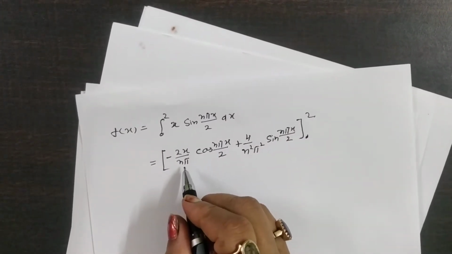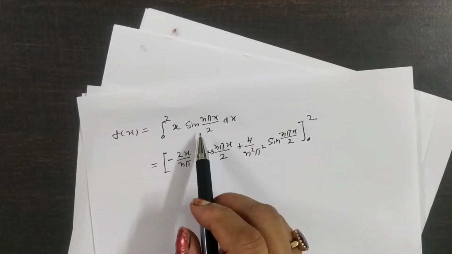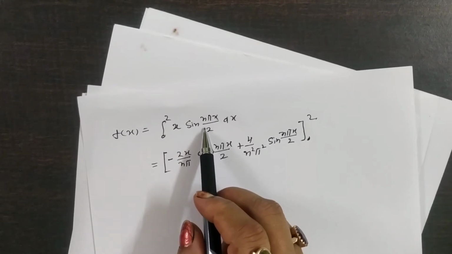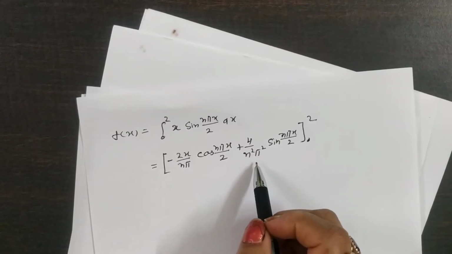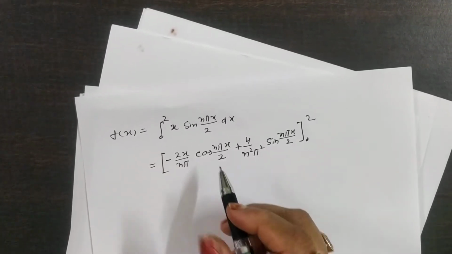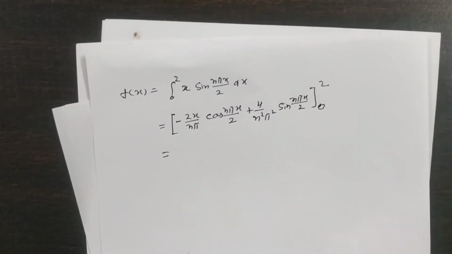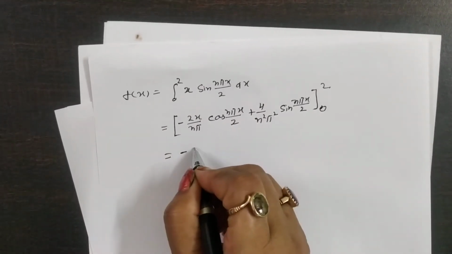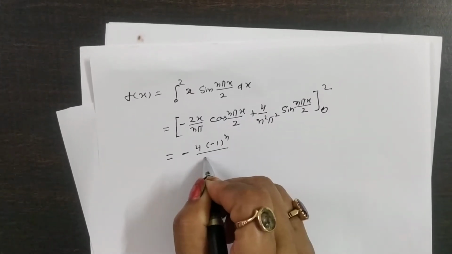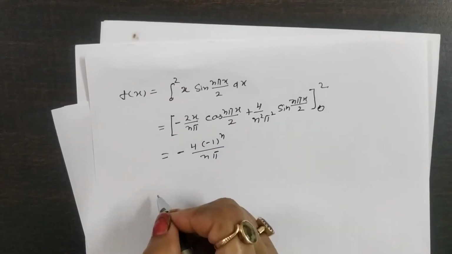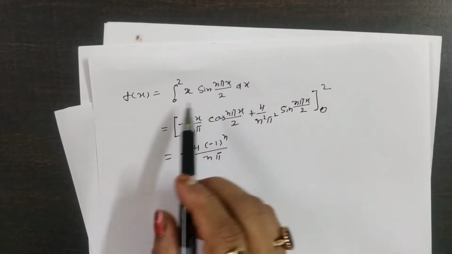Minus 2x by n pi cos n pi x by 2, integrating this term, and differentiating this way, you get 4 by n square pi square sine n pi x by 2. Then you get the value for the limits 0 and 2, which is equal to minus 4 minus 1 to the power n divided by n pi. Clear?